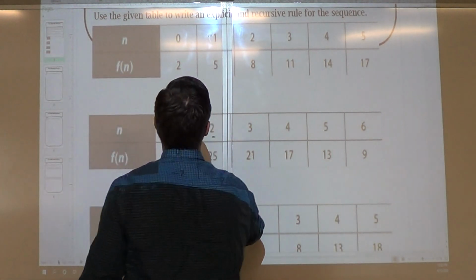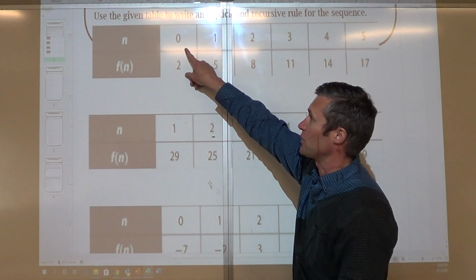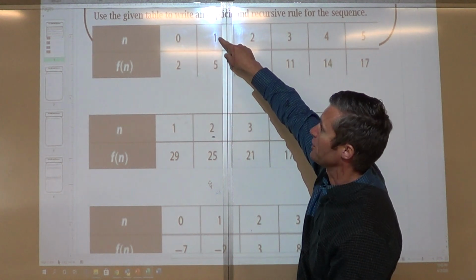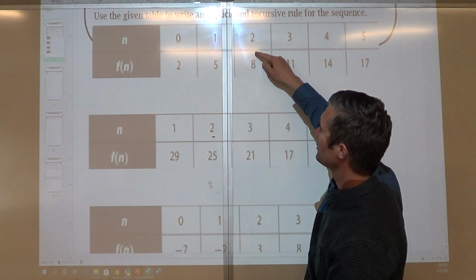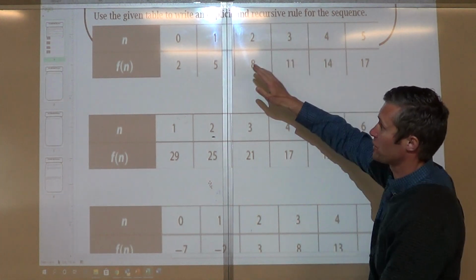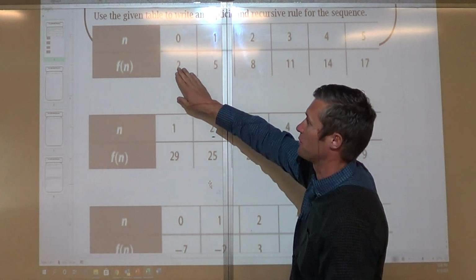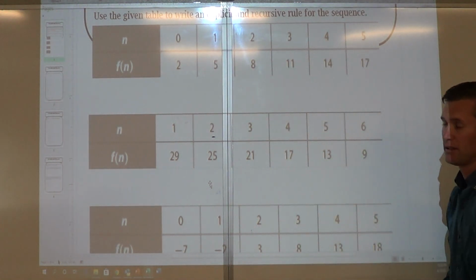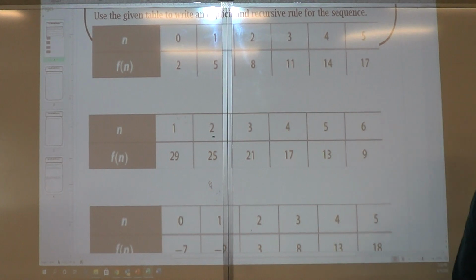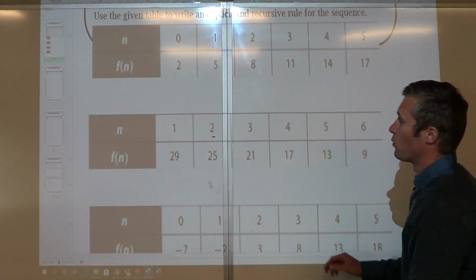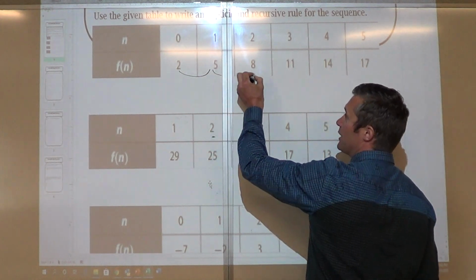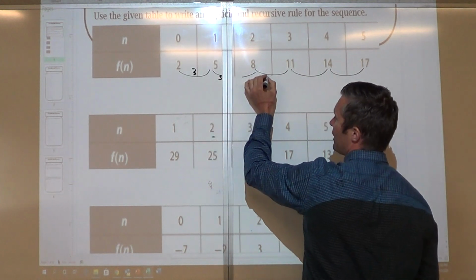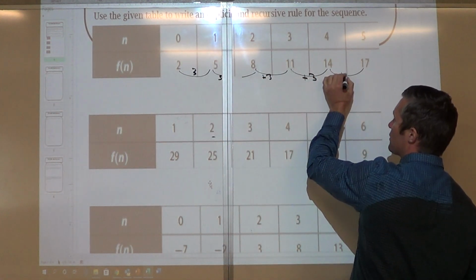First thing we come to is we look at it. Again, this is the position. We're starting at the 0 term, so our first term is 2. This is the position it's in, and this is the value: 2, 5, 8, 11, 14, 17. As we look at this, what is our pattern? What are we doing for each one? If you look at it, we're adding 3 each time: plus 3, plus 3, plus 3.